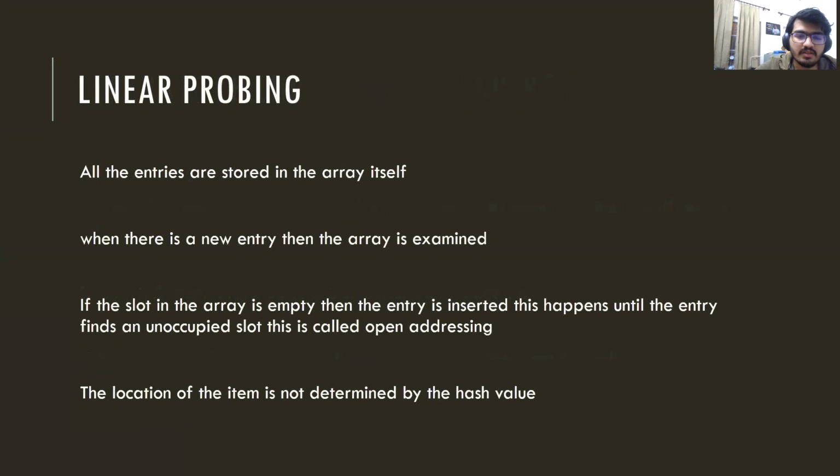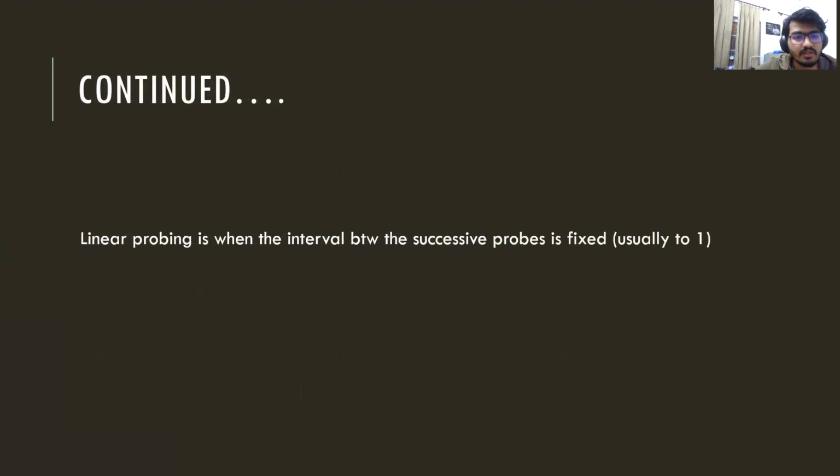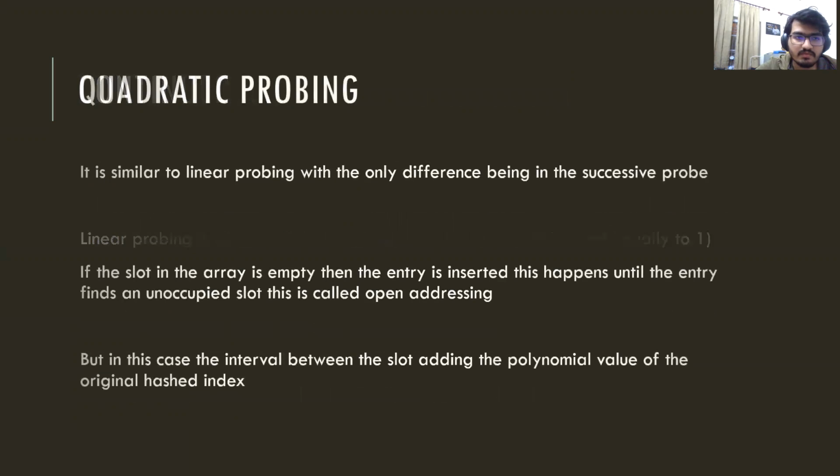Linear probing. All the entries are stored in the array itself. When there is a new entry, the array is examined. If the slot in the array is empty, then the entry is inserted. This happens until the entry finds an unoccupied slot. This is called open addressing. The location of an item is not determined by its hash value. Linear probing is when the interval between the successive probes is fixed, usually to 1.